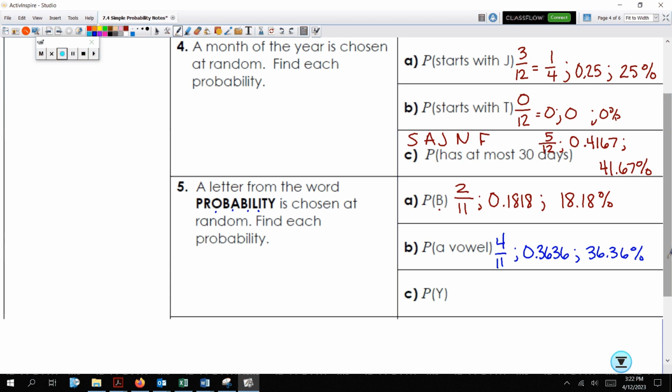All right, for the last one, C, it says the probability of an I. So, I'm sorry, I don't know why I said I. Of a Y. Well, there's only one Y in the word probability, right? So that's 1 out of 11. Which is 0.0909. If I multiply that decimal by 100, I get 9.09%.